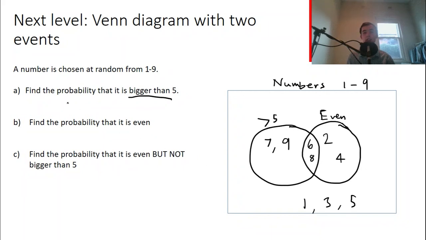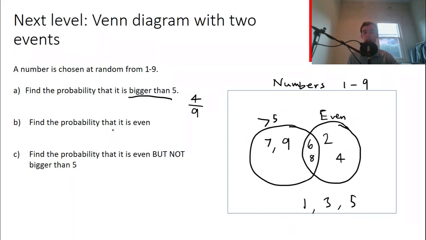That's good. All right. So find the probability that it's bigger than 5. Now for this one, we just use all of the numbers in this circle. That's both of these sections, because all these 4 numbers are bigger than 5. So that would be the successful outcomes. There's 4 successful outcomes, which are 7, 9, 6, and 8. And the total number of outcomes, if I'm choosing a number from 1 to 9, is 9.